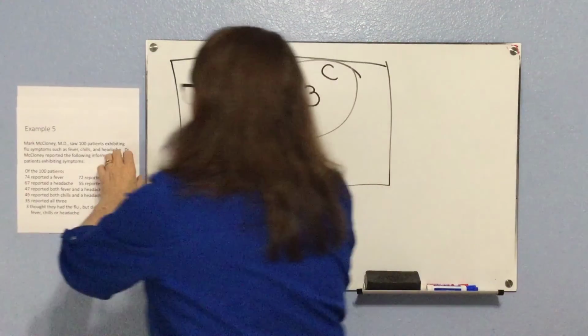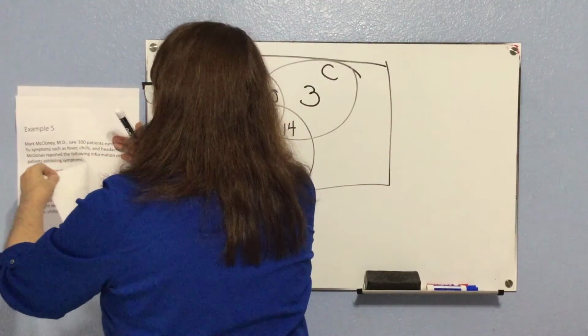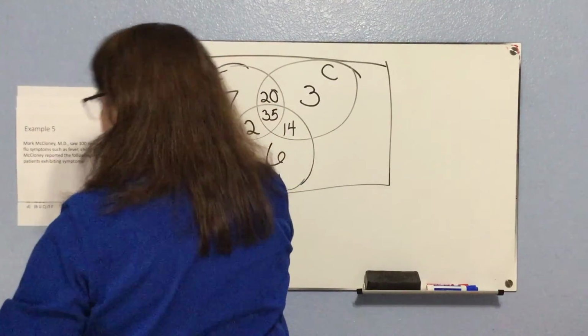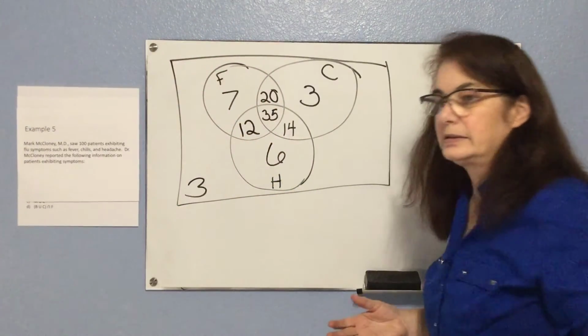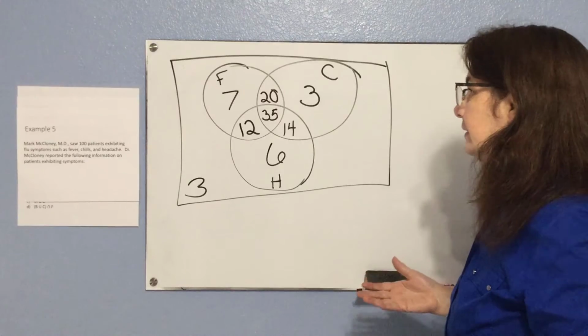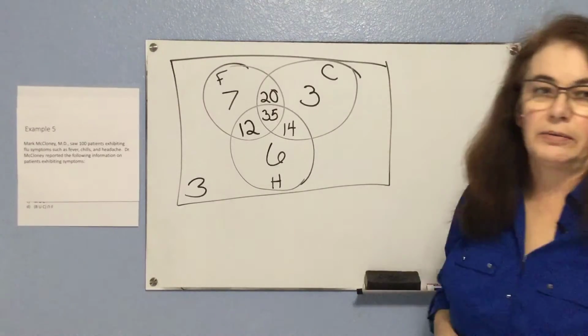Okay, now that we have a good Venn diagram, let's see what we're supposed to find out. Actually, they didn't ask us to find anything out. They gave us everything. So we're ready now to go on to checkpoint 5.